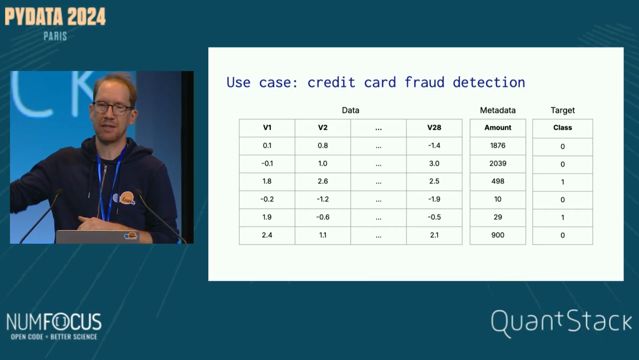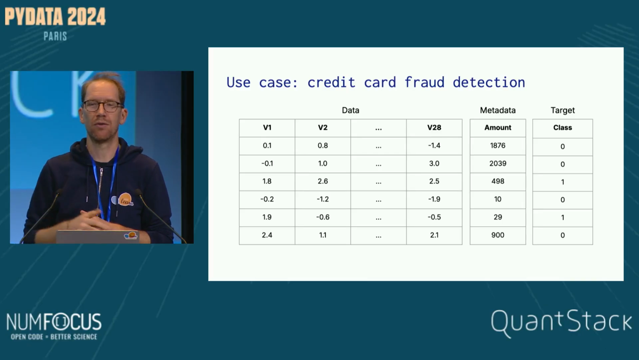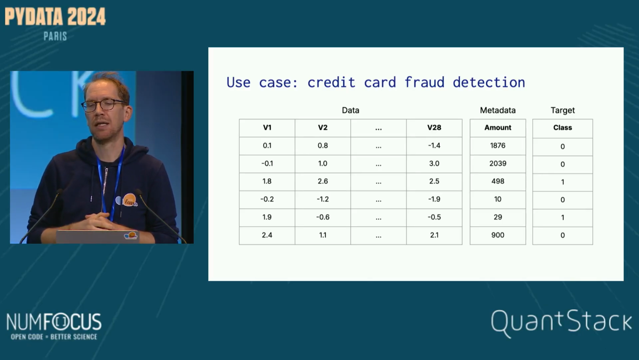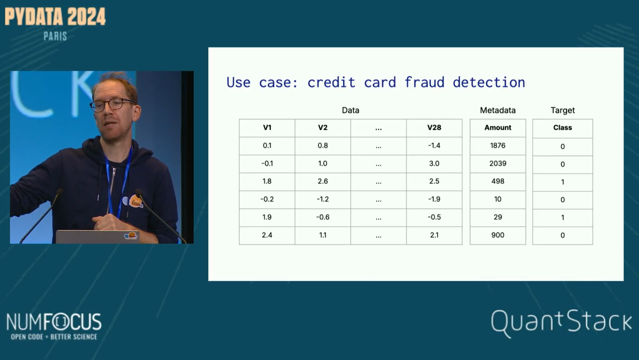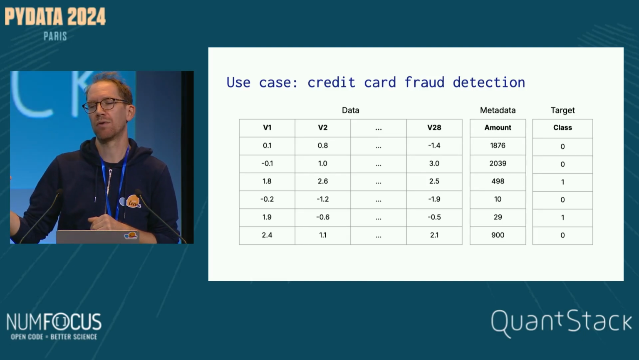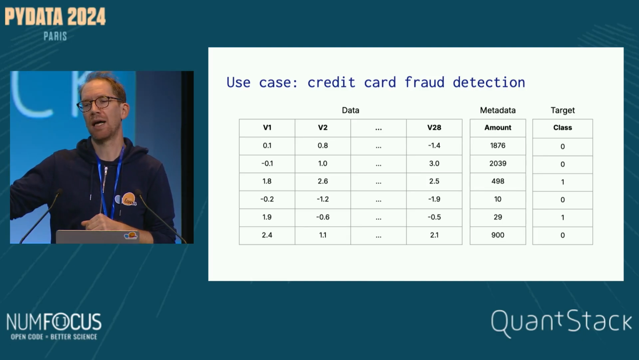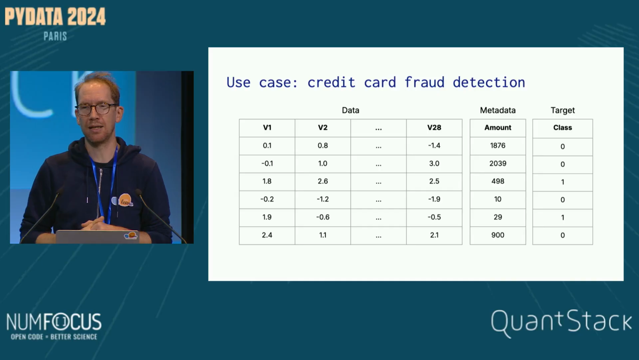So if I have some data and every row is actually a transaction, I have as well a metadata that will tell me what is the amount for each of the rows. And with those, I have the target that my classifier is supposed to predict, so legitimate or fraudulent, or 0 and 1 in that case.